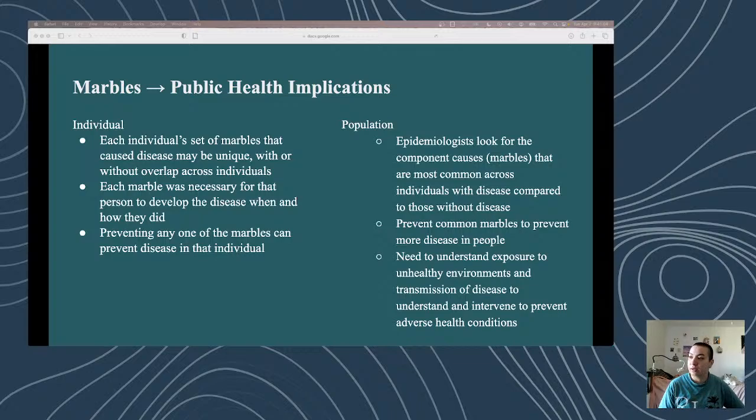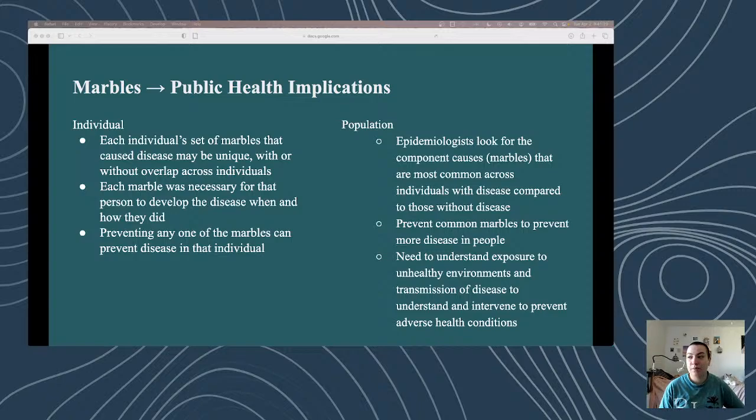If we want to prevent lung cancer, we know how strongly associated smoking is. That's a marble that's present for a lot of people. How can we focus on that key exposure? And we need to understand exposure to unhealthy environments and transmission of disease to understand and intervene and prevent adverse health outcomes. That's the same thing that we said last slide.